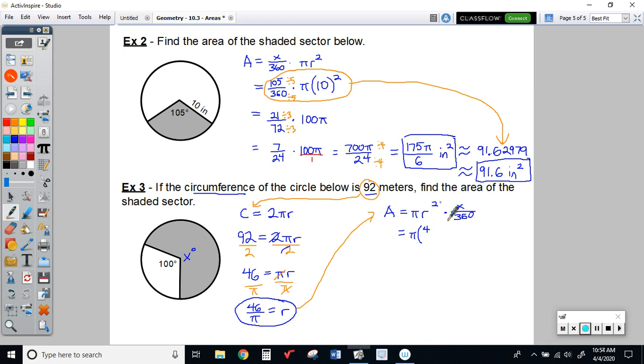Multiplication is commutative, so the order wouldn't matter in which we multiply. So that would be fine to write it that way. So I've got 46 over pi squared. That's going in for r. That's 46 over pi right there. So then times, and then here I'd want to do 360 minus 100 over 360, which is going to be 260.